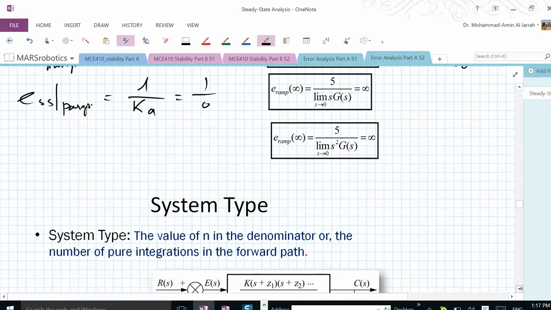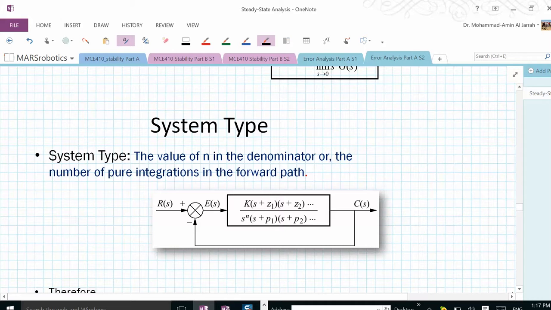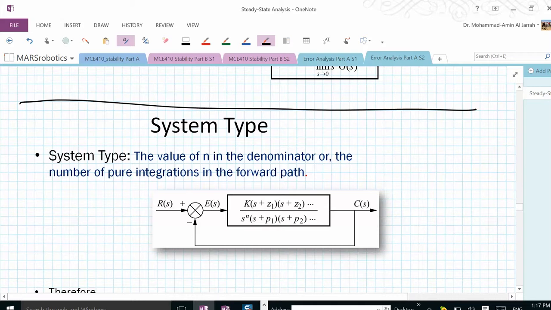Now let us define the system type. There is nothing new here, it is a matter of nomenclature. Remember, we said that G(s) we can write as N(s) over s to the power n times M(s). We can factor s to the power n out of the denominator. Factoring s to the power n means how many poles at the origin, right? Because this is s equals 0.